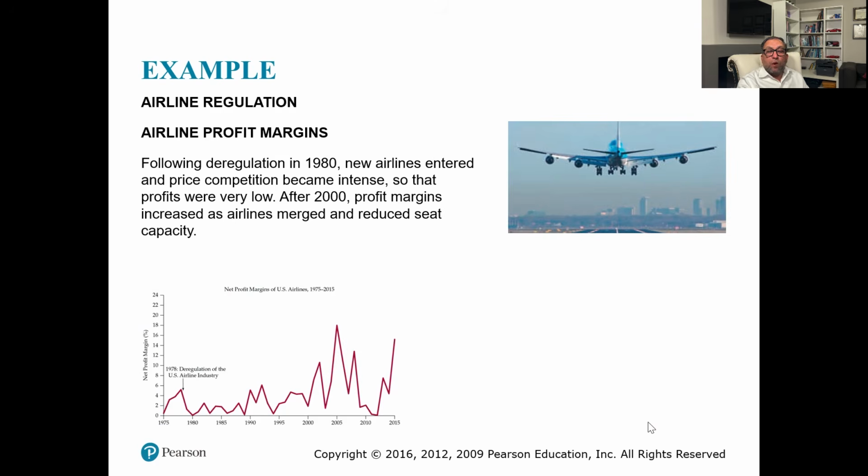Now airline profit margins. Following the deregulation in 1980, new airlines entered and price competition became intense, so profits were very low. After 2000, profit margins increased as airlines merged and reduced seat capacity. But we see that this is a very volatile market in profit making. We observed that during COVID many airlines suffered because of less traveling around the world. We also observed that after 9/11 the airlines were affected. So there are many scenarios in which the airline business is very volatile.